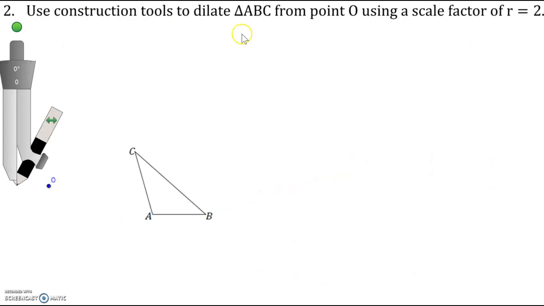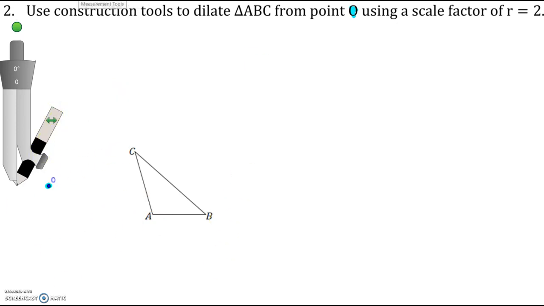Number 2. So we're going to dilate triangle ABC from point O, so this is going to be our center of dilation, and it's going to remain fixed, and this time we're still going to use a scale factor of 2. But notice what happens this time. The center of dilation is not on the original triangle. It's not in the same part of the figure that it was last time.